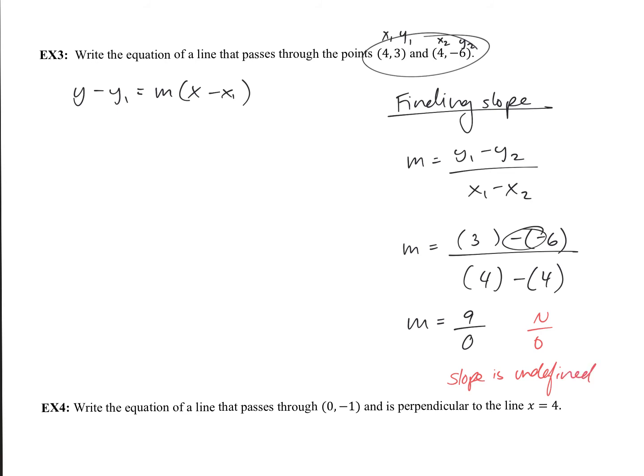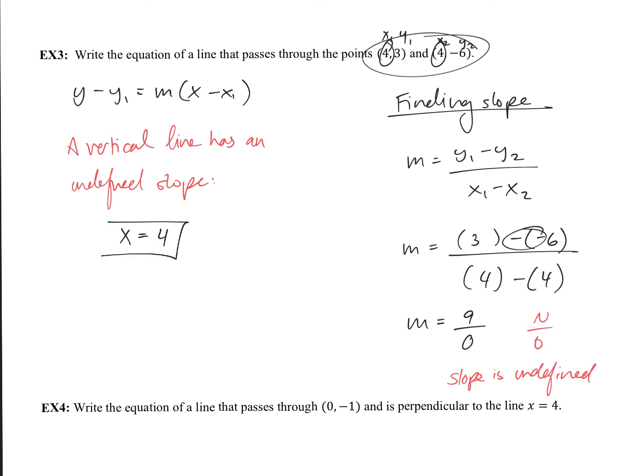Ooh, that should ring a bell. Which line has a slope that's undefined? That is a vertical line. So a vertical line has an undefined slope, which means our equation is a vertical line. So that is going to be x equals whatever our x value is, which is 4. So our equation is x equals 4, and we didn't even have to use that.